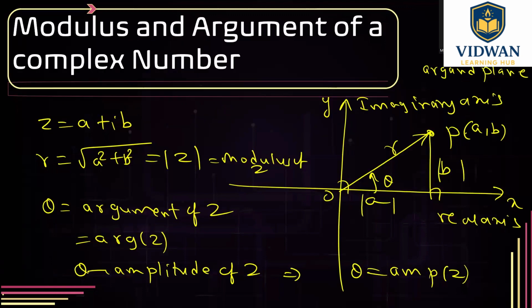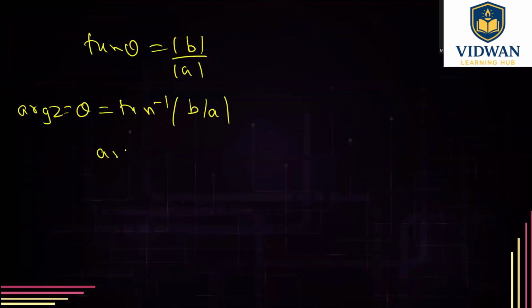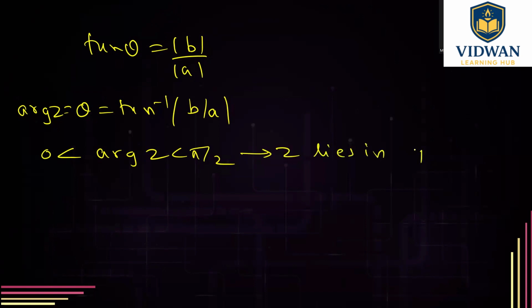And this is the case where I have chosen the complex number in the first quadrant. And usually the argument in the first quadrant should lie between 0 and pi by 2. So you can just say the argument of Z should lie between 0 and pi by 2 for the first quadrant. This is when Z lies in the first quadrant. Similarly, we'll find out the modulus and argument for different quadrants.